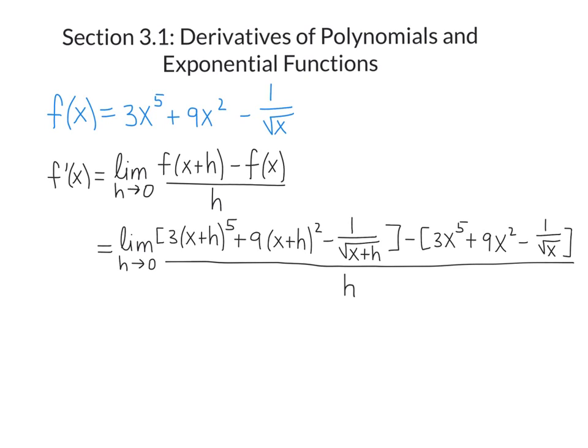Now, we can't compute this limit simply by plugging the point h equals 0 into the expression inside the limit. If we did, we would end up with a 0 in the denominator, and division by 0 is not allowed. So, to compute this limit, we would have to start by simplifying the expression inside the limit. This is a fairly daunting task. For example, one of the steps would have to be to expand out the power x plus h to the fifth, which is already quite a bit of work to have to do by hand.